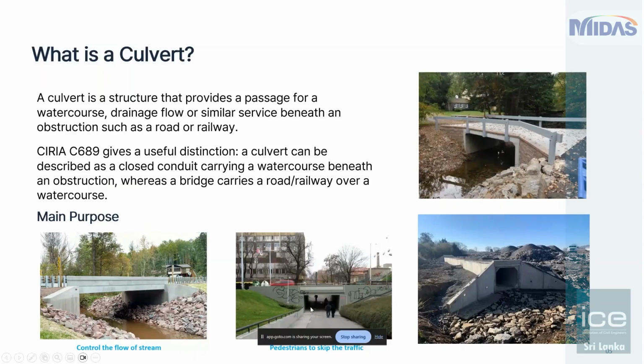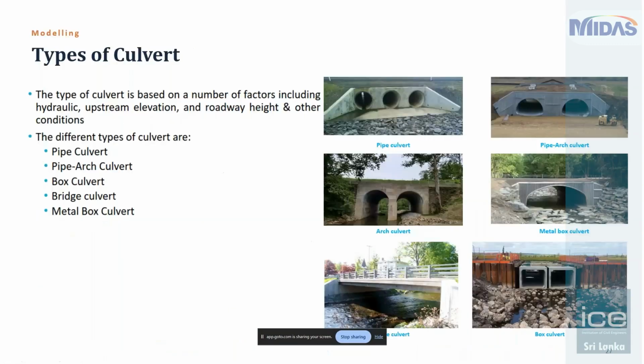What are the different types of culverts? The type of culvert is based on a number of factors, including hydraulic, upstream elevation, and roadway height and other conditions. The different types of culverts are: the pipe culvert. Let me take this pointer, please. So this is a pipe culvert. Then we have a pipe arch culvert. Obviously, because of the hydraulic requirements, you would want to have a bottom portion with a larger width. And then you'll have a box culvert, which is this one, bridge culvert, metal box culvert.